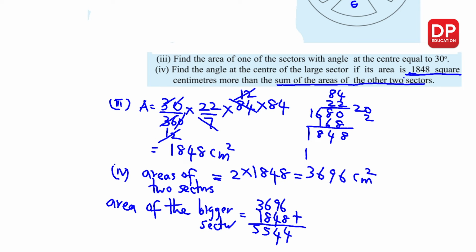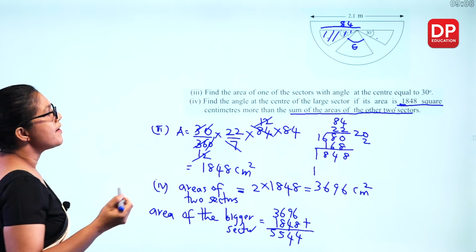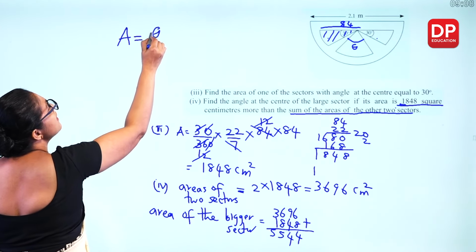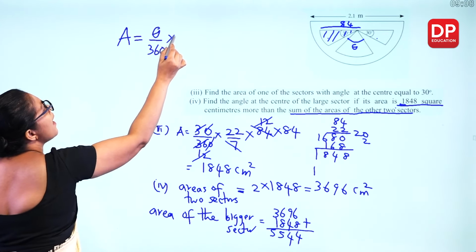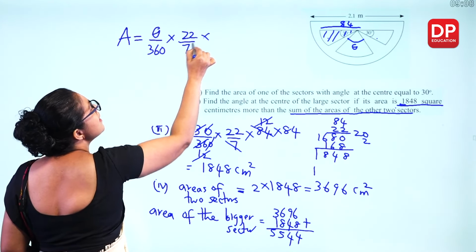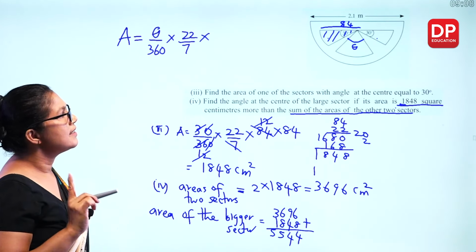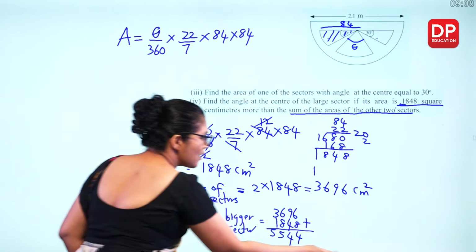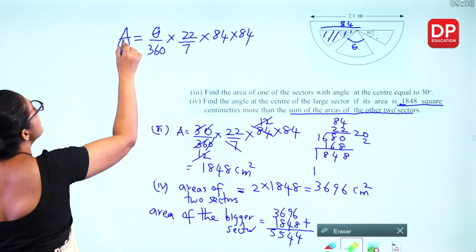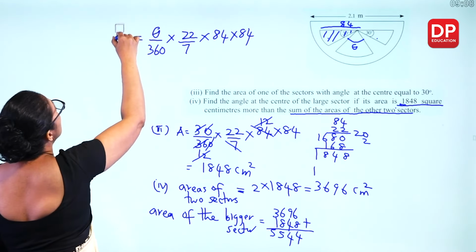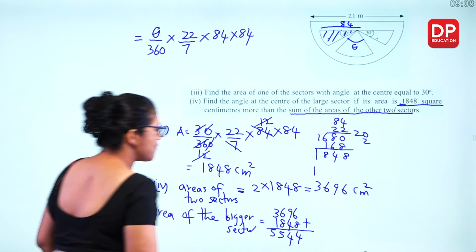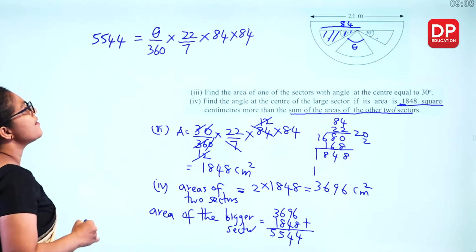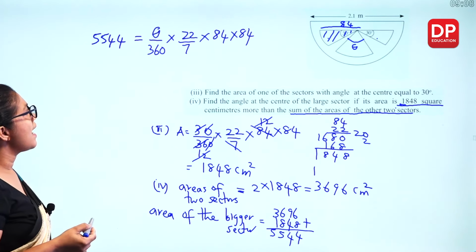Now we can use the formula again for the big area. So here what's the area of the big sector? You can find out angle over 360 into pi, 22/7, into radius. What's the radius there? So it's given 84. We know that's equal to its area, 5544. You can plug the area there and you can find out the angle.